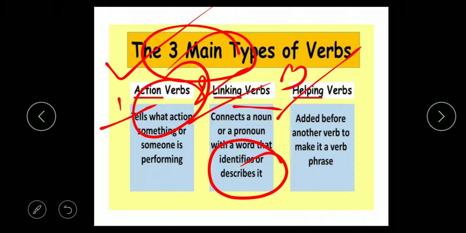And most importantly is helping verbs. What are helping verbs? Helping verbs actually give more meaning to the main verb. They cannot stand alone, which means that they require a main verb for their existence. As we can see here, they are added before another verb to make it a verb phrase. That means they cannot work independently.